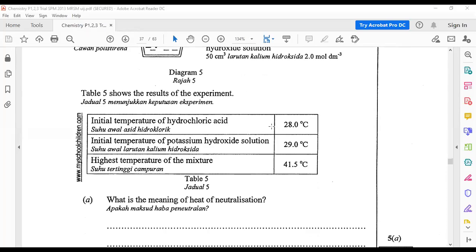Okay, just now was what we have seen. Now the initial temperature we have recorded. Can you see the initial temperature of the HCl, 28? The initial temperature of the potassium hydroxide should be 29. Okay, now what should be done when we want to do our calculation? We have two initial temperatures. Therefore, we are going to look for the average initial temperature.